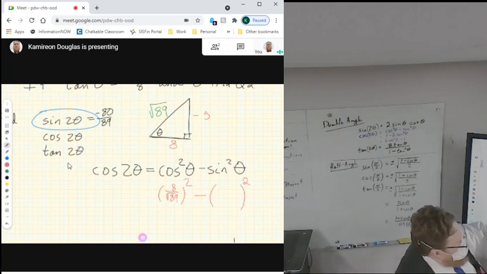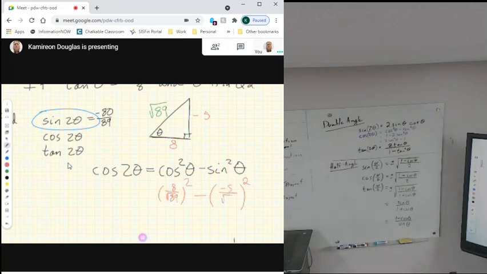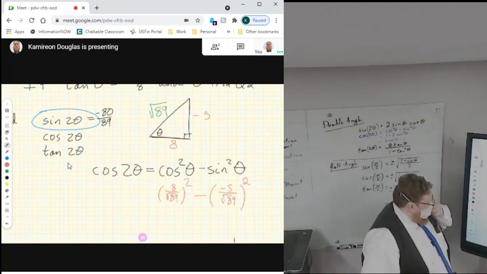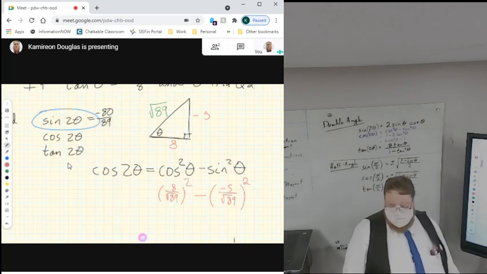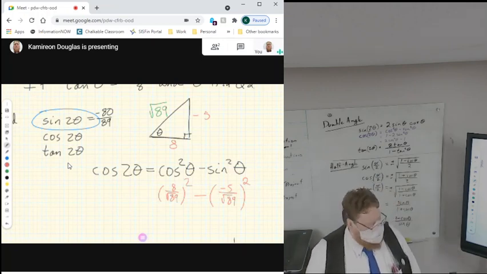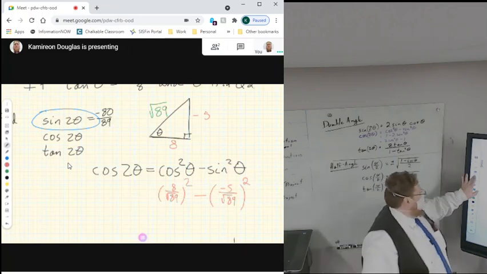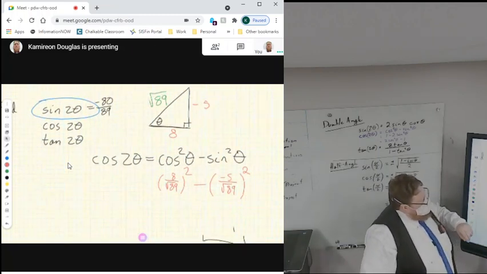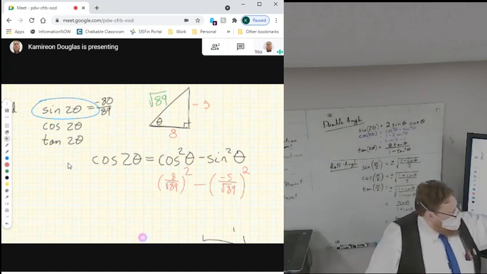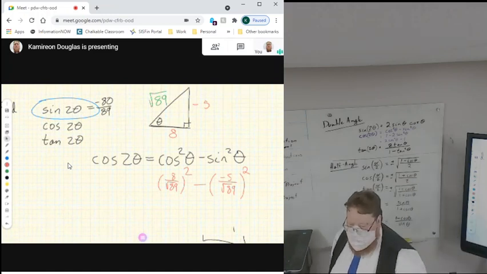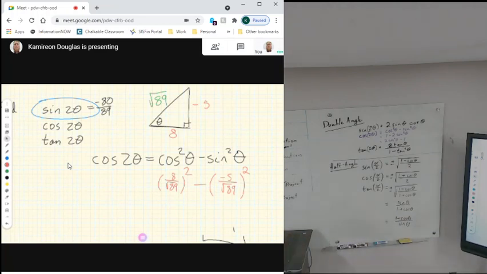So I go to my picture. My sine function is negative 5 over square root 89. And I will be squaring it. So I get this solution. I have plugged it in. I now must complete step 4 by simplifying what I can. So let's simplify some. Alright, one more time. I took my equation. I used the picture with Pythagorean's theorem to rewrite this equation as cosine squared theta minus sine squared theta. I have plugged in. And I'm now simplifying.